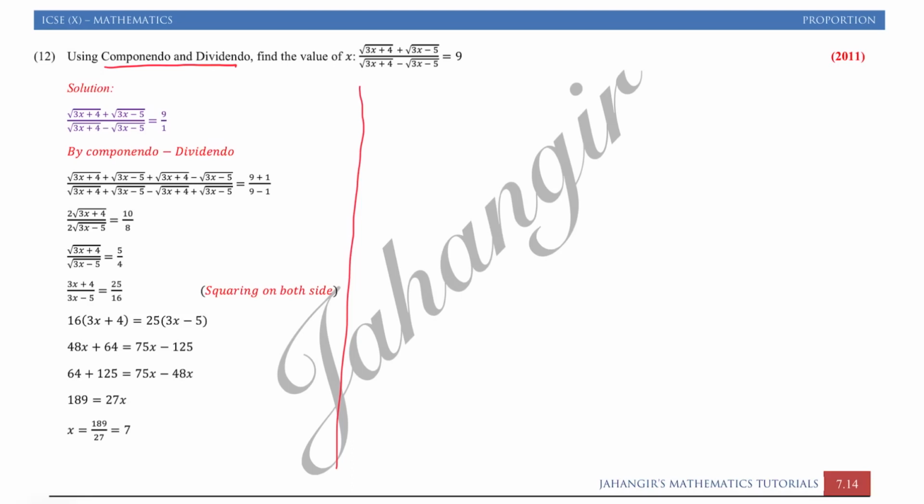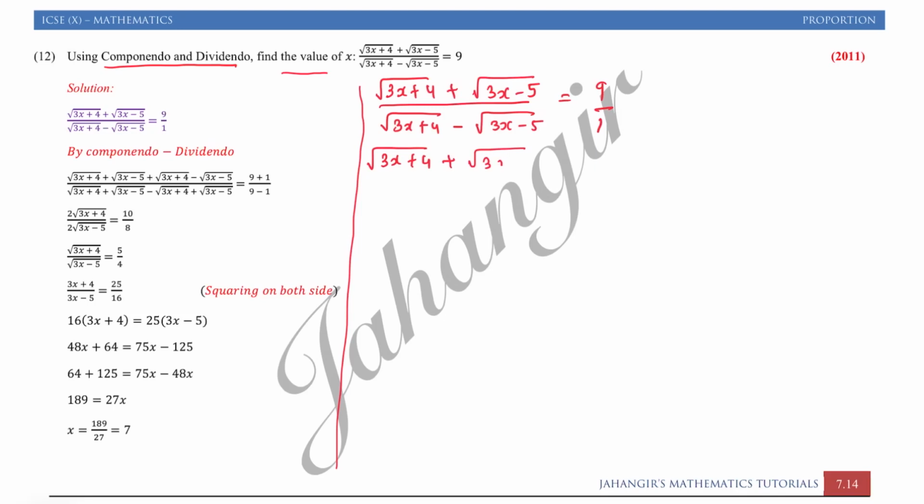Using componendo and dividendo, find the value of x for which (root of 3x plus 4 plus root of 3x minus 5) whole upon (root of 3x plus 4 minus root of 3x minus 5) is equal to 9. Let's say 9 by 1. So first we'll take componendo dividendo. Without bracket I will write root of 3x plus 4 plus root of 3x minus 5 plus root of 3x plus 4 minus root of 3x minus 5.